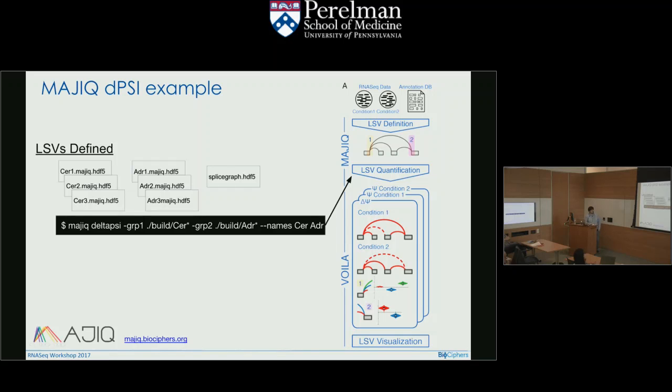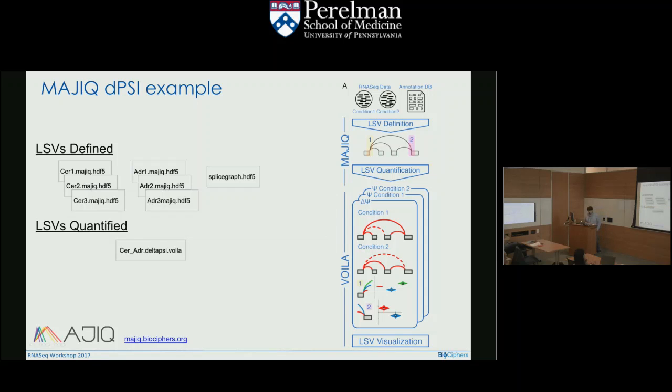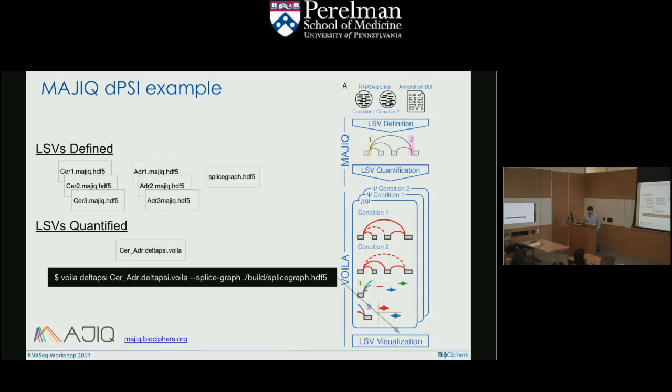It'll run, right? So group 1, group 2, and the important output of this step is a single voila file that contains all the quantification for these 2 groups. So now our LSVs are quantified. The final step to make this interpretable, unless you want to read this pickle file that has a very particular data structure, is to run it through voila. So voila takes the voila file that the MAJIQ quantifier produced and the splice graph that we made back at the builder step, and it produces the output.